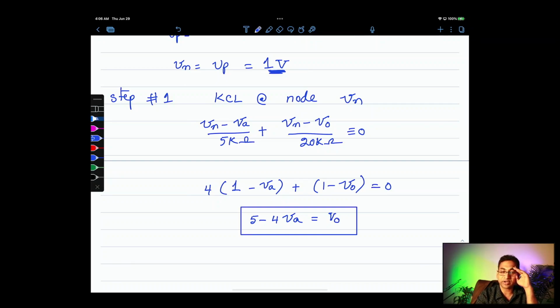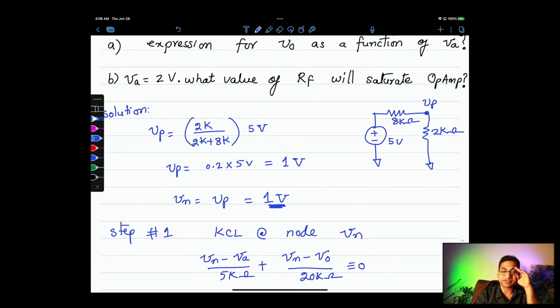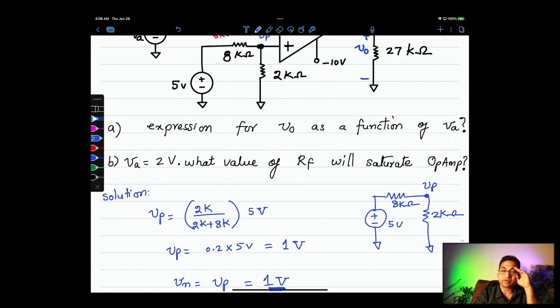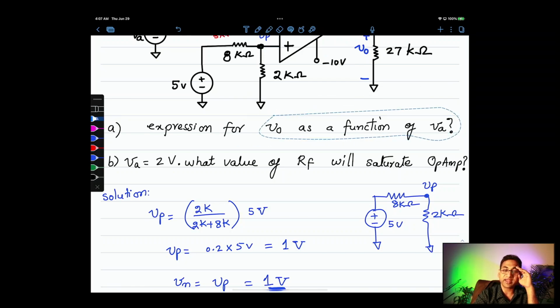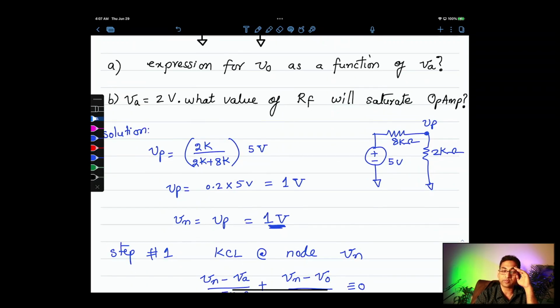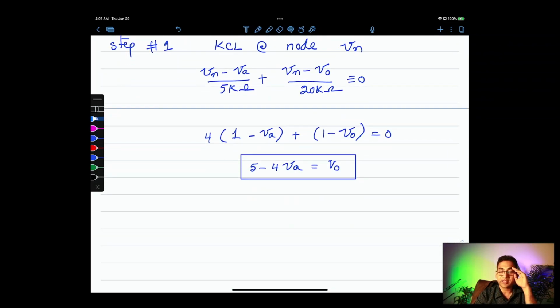Cool, that's what we wanted to find. Okay, the first problem asks us to find the expression for Vo as a function of Va. Right? Find the expression of V out as a function of V input, or Va. It's exactly what we did. Okay, 5 minus 4 Va is V naught.